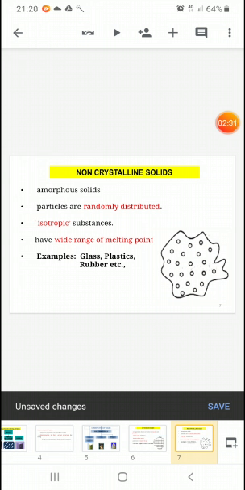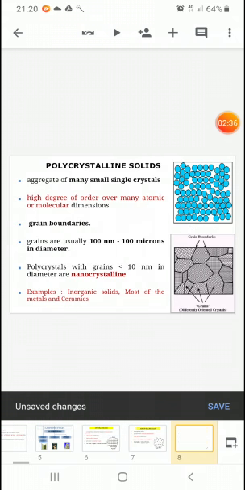Now, polycrystalline solid: aggregate of many small single crystals, high degree of order over many atomic or molecular dimensions, grain boundaries. Grains are usually 100 nanometers to 100 microns in diameter. Polycrystals with grains less than 10 nanometers in diameter are nanocrystalline. The examples of polycrystalline solids are inorganic solids, most of the metals and ceramics, etc.